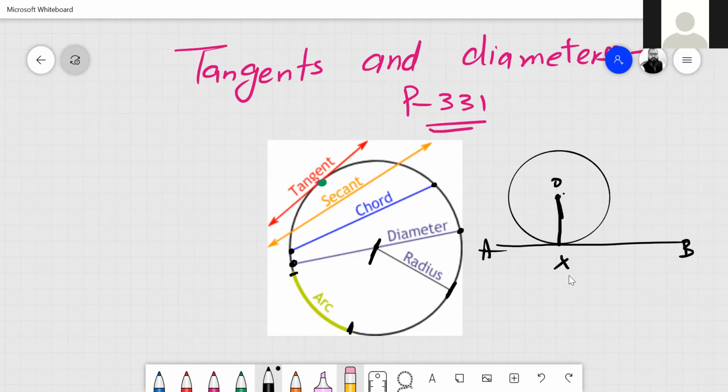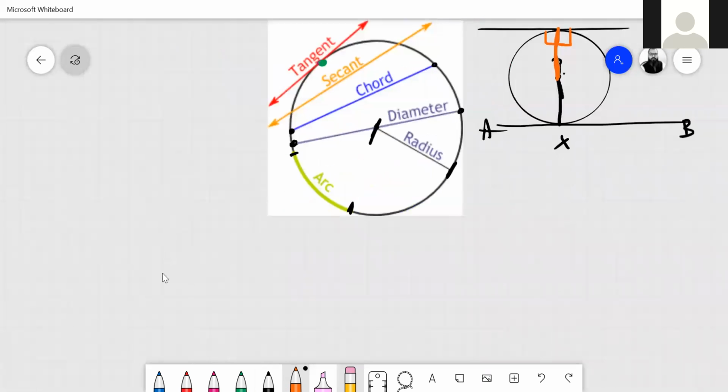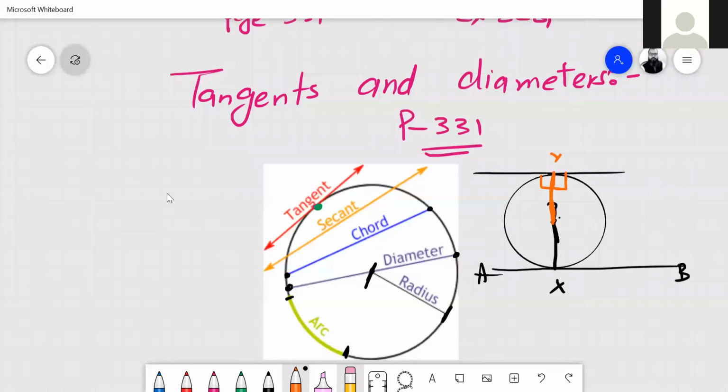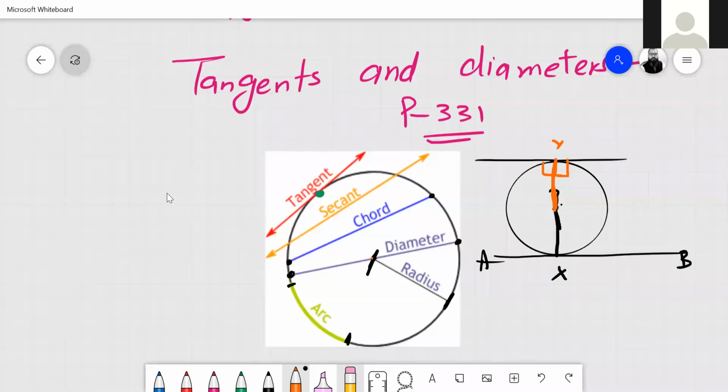For example, if we draw the tangent here, the radius from this point O to that point, which is here like Y, will create a 90-degree perpendicular. Okay, now diameter. Sir, I didn't understand about the radius. Radius is the line which starts from the center and touches the circumference. This is the radius.